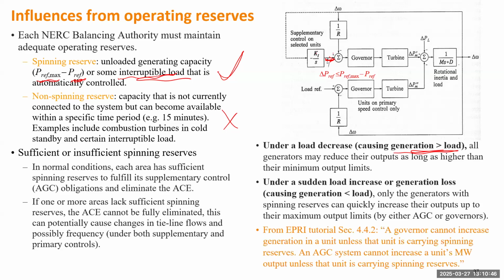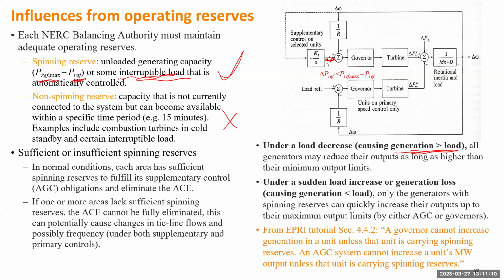From the tutorial, there's a section 4.4.2. There's a very important sentence: A governor cannot increase generation in the unit unless the unit is carrying spinning reserve. An AGC system cannot increase a unit's megawatt output unless that unit is carrying spinning reserve. Okay, keep that sentence in mind.